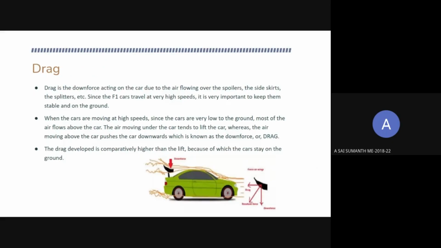When the cars are moving, most of the air flows over the car, and very little air flows below the car. The air flowing below the car tends to lift the car up, and since most of the air flows above the car, the downforce is more than the lift, and it keeps the car down. This downforce is known as drag.